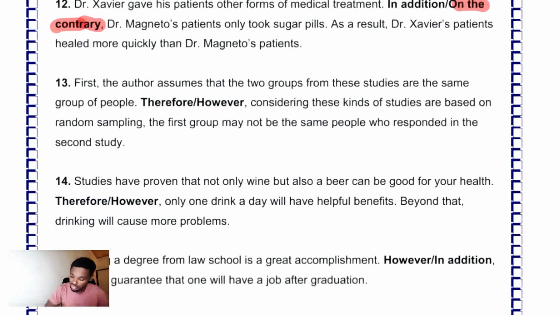13. First, the author assumes that the two groups from these studies are the same group of people. Blank. Considering these kinds of studies are based on random sampling, the first group may not be the same people who responded in the second study. In the first sentence, someone is assuming that the groups are the same, but in the second sentence, we're seeing that they might not be the same. So we need something showing that contrast, which is however, right?